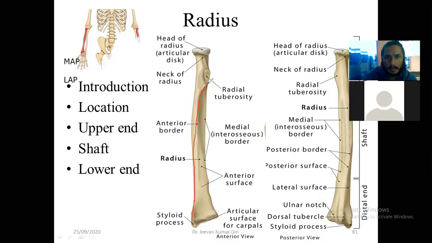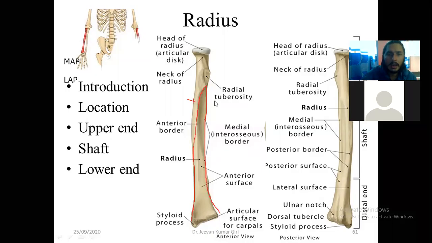Here is your medial border. So now finally it does not form the anterior margin of the ulnar notch, it forms the posterior margin. Then the posterior border will be posteriorly. Okay, now see here. This is the anterior surface, this is the lateral surface, and this here is the posterior surface.